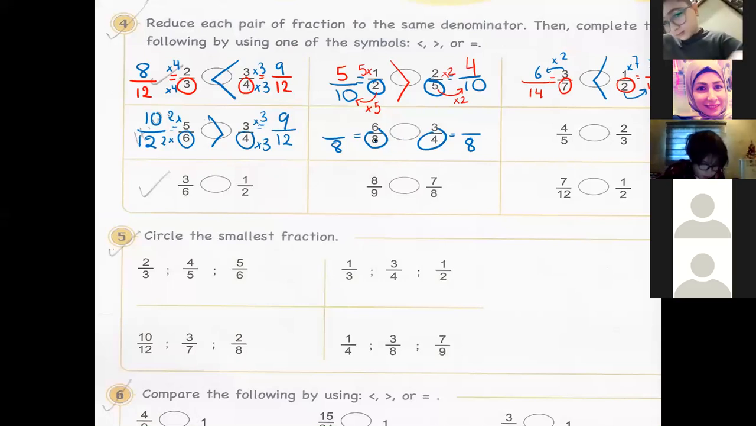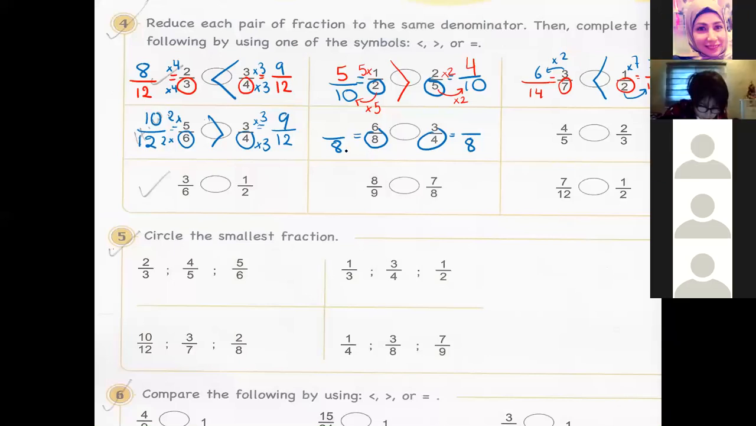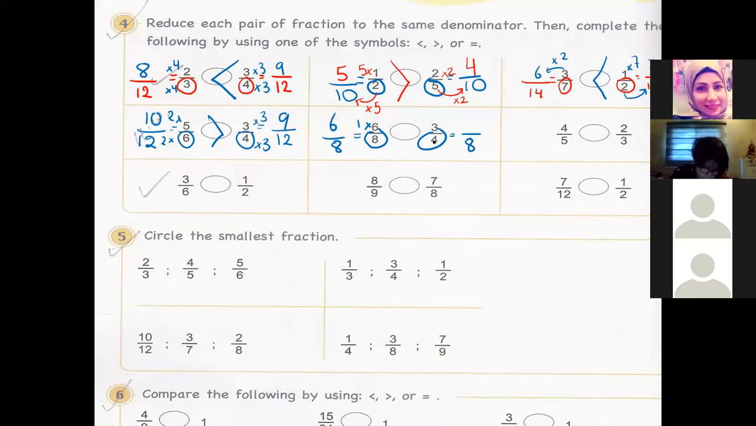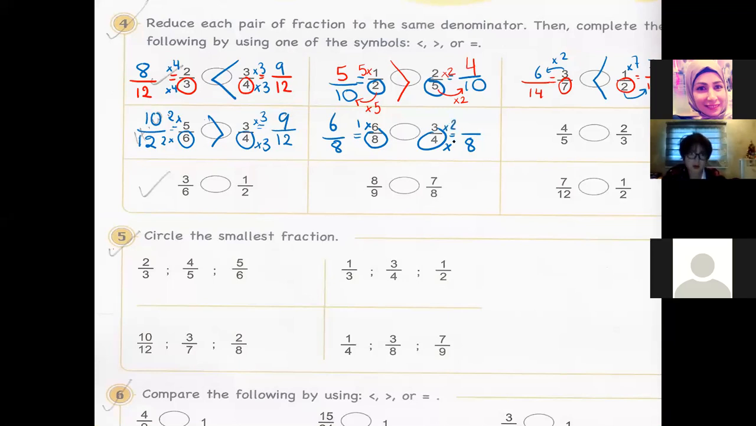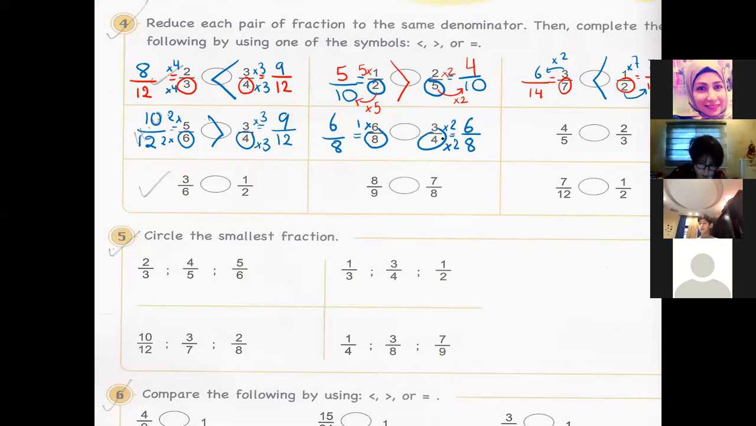Continue, ya Jad. Now look at the denominator. Which number in table 8 gives us 8? 1. Multiply by 1 up and down. 6 times 1 is 6. In the second one, which number in table 4 gives us 8? 2. 3 times 2 is 6. It's compared. Equal. Excellent. 6 over 8 and 6 over 8, so they are equal.